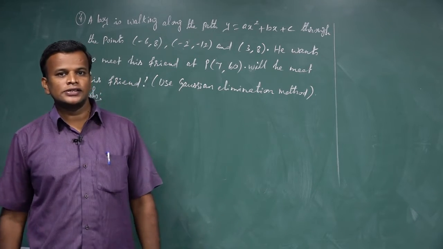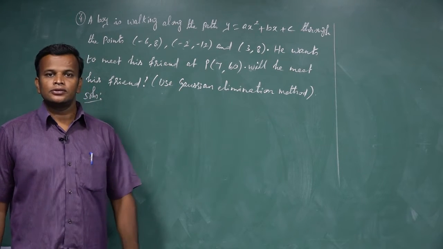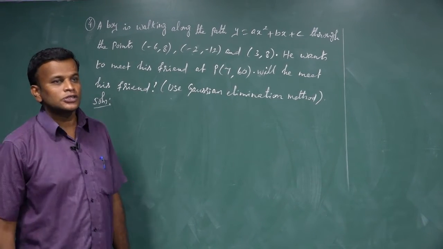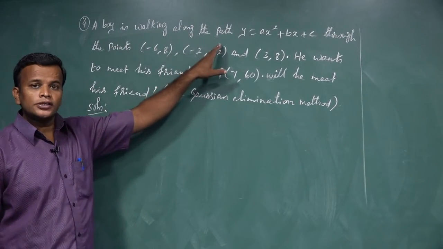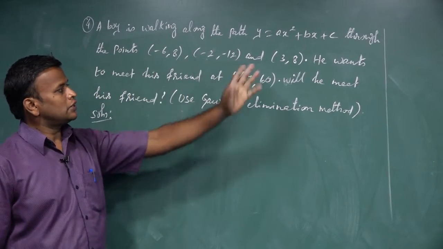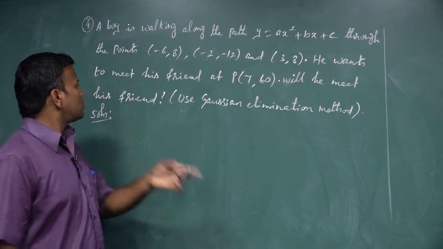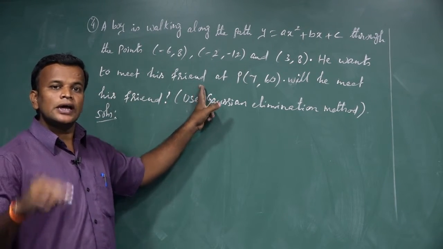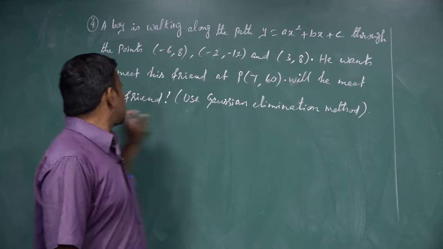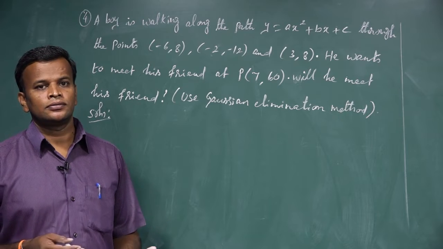Okay, the next question is also a word problem. You see the question. Last one, use the Gaussian elimination method to solve the problem. Okay, the concept of the question is, a boy is walking along the path y is equal to ax square plus bx plus c, through the points. There will be 3 points given. So a boy is walking along these 3 points. He wants to meet his friend. The friend is at a point P of 7, 60. Our question is, will he meet his friend?